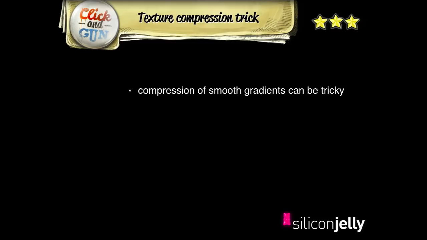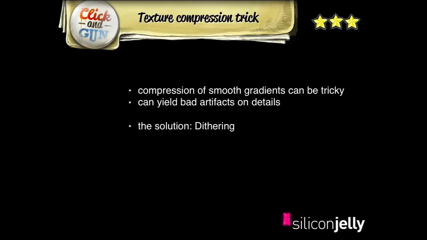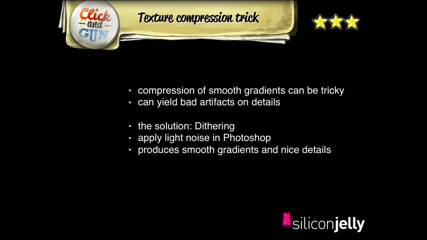Okay, so, texture compression trick. I don't know if anyone has problems with texture compression, because it's quite destructive when you apply really high compression to your textures, which is absolutely crucial for the memory footprint and the performance. So how do you get gradients and nice, crisp images? The solution is dithering. You can use it in Photoshop or any different program. You just apply a slight noise, like 20 or 30%, on your image, and then when you use PVRTC compression, the result is much better.